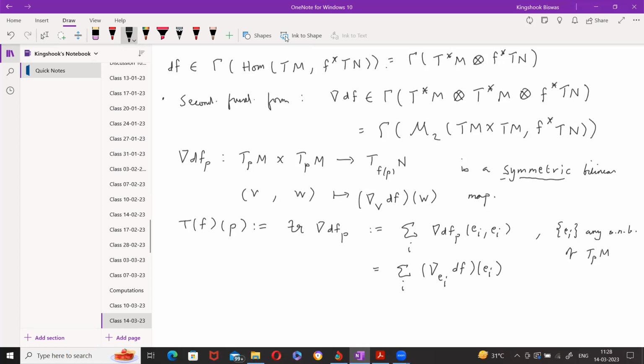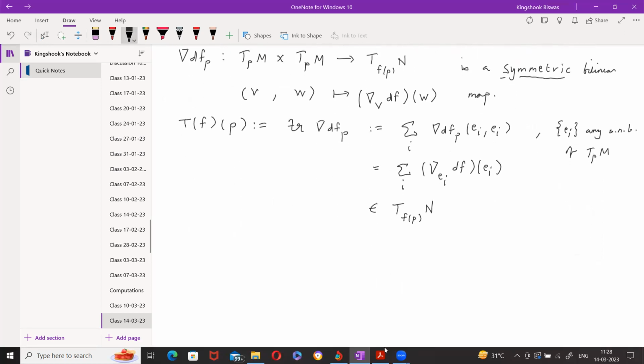So this is the tension field. At each point, this is an element of T_f(P)N, right? So this tension field tau f is a section of the bundle f star Tn, right? Is this clear?